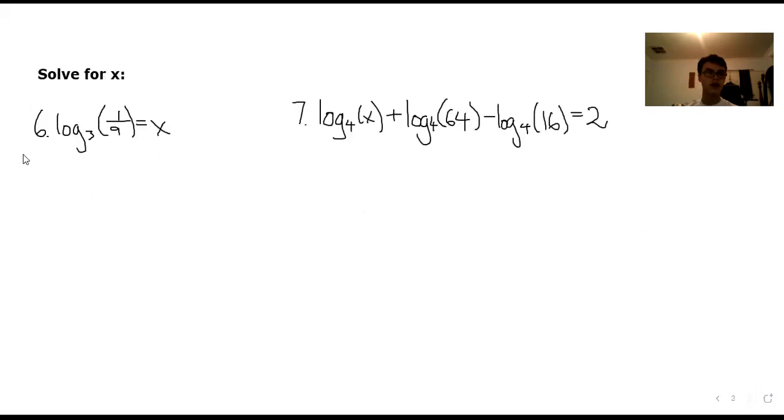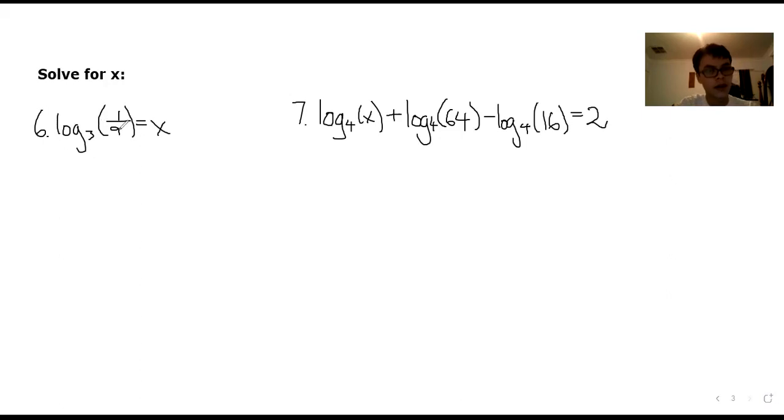Moving on to the last two questions. We're now going to solve for x. So let's have a look at question 6. In question 6 we have log 1/9 with base 3 equals x. So which law do we need to use for this one?